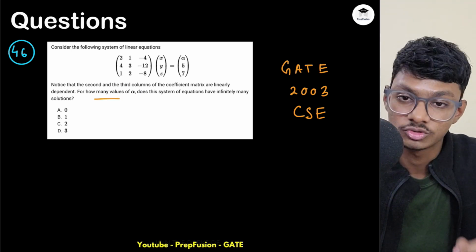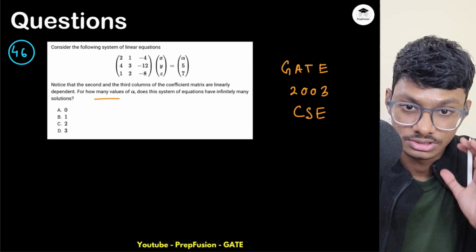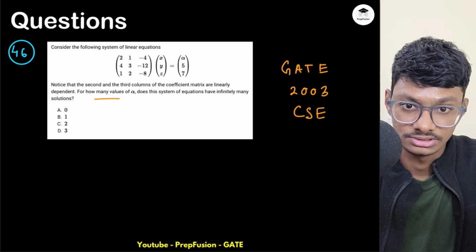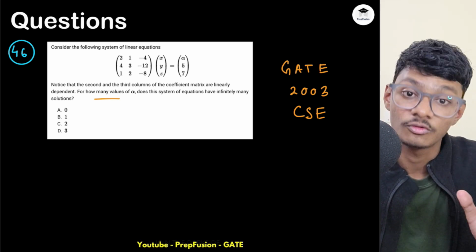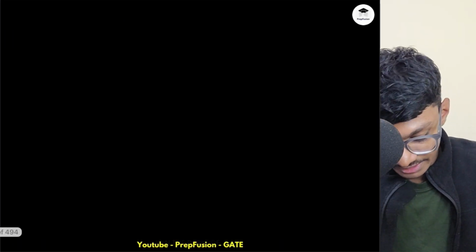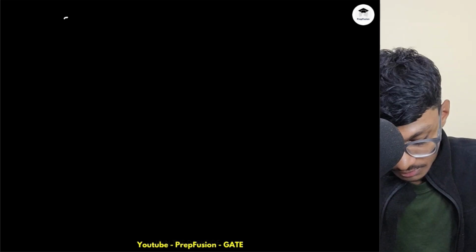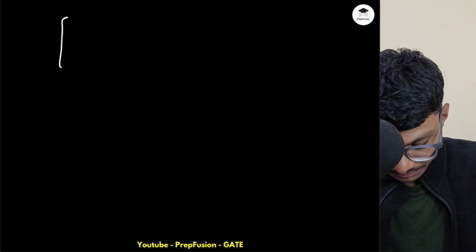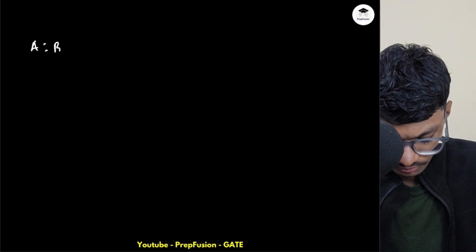Whenever you are solving questions, just see what they are asking us. Are they asking us the value of alpha, or for how many values of alpha? That is also very important. So let me write this matrix up. Okay, let me write the augmented matrix.